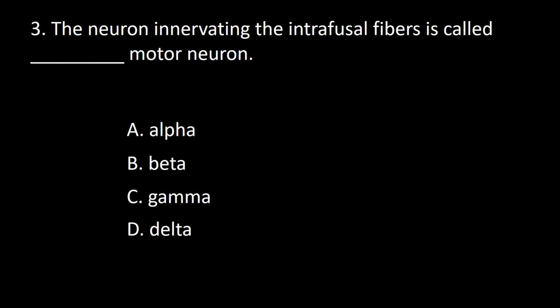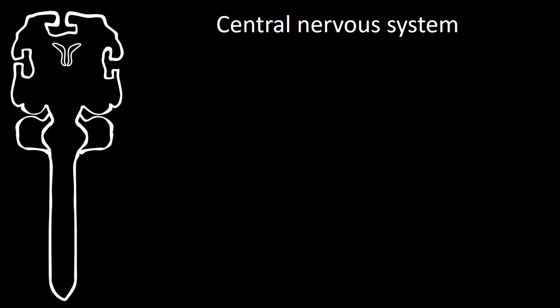Next question. The neuron innervating the intrafusal fibers is called dash motor neuron. A, alpha; B, beta; C, gamma; D, delta. We will start by drawing the contour of the central nervous system to further analyze the concept of lower and upper motor neurons. So this is the brain, the lateral ventricles, the brainstem, cerebellum, and the spine.